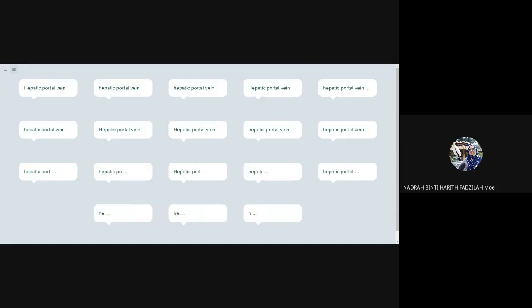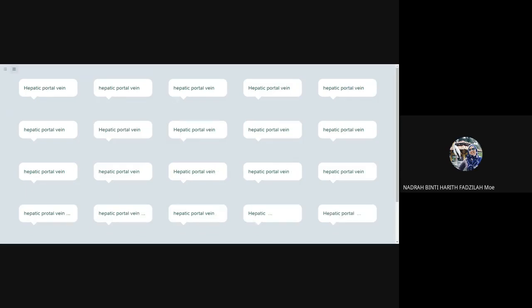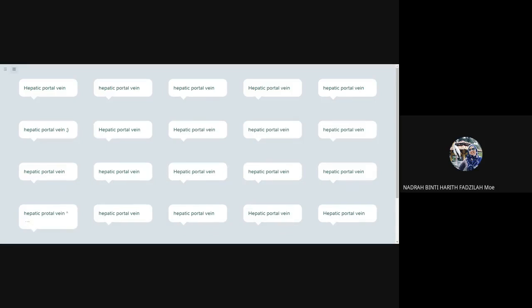So the main function of the liver besides being the nutrient checkpoint before the nutrient is transported to all parts of the body, the liver also functions to filter out any toxic substances contained in the blood before the blood goes back into the entire circulation.